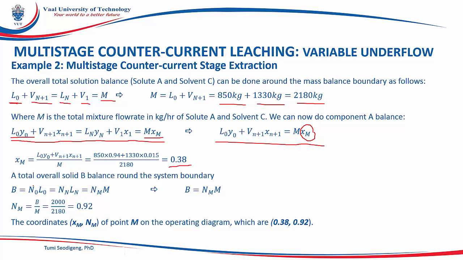The total overall solid balance around the system boundary can be used now to position point Nm, which is the solid fraction or the solid ratio in the mixture flow rate M. We know that the total flow rate of solids B is given as 2000 kilogram per hour, and we know the mass flow rate of solution in the M mixture, so we can use that to find Nm, which we find to be 0.92. The coordinates of M, which are xm and Nm, are now fully determined, and then we can position point M on the operating diagram.